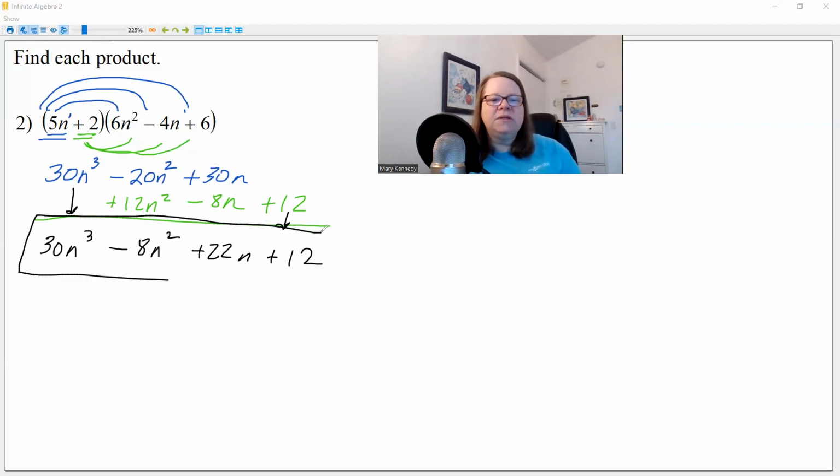That also puts this in descending order, which is part of writing your final answer. You want your exponents to start with the largest or greatest and work their way down. And so this is the solution. This is the product. I hope that helps.